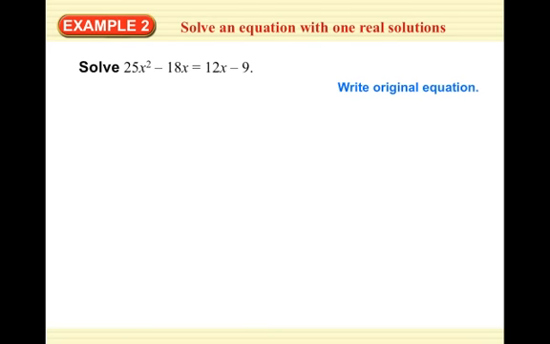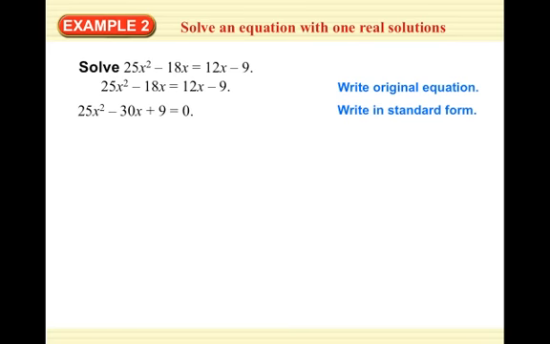So to use the quadratic formula, of course, after you write the original equation, you want to put this in standard form. So we want to subtract the 12x over and add the 9 over. And so we'll get 25x squared minus 30x plus 9 equals 0. So that gives us a equals 25, b equals negative 30, c equals 9.